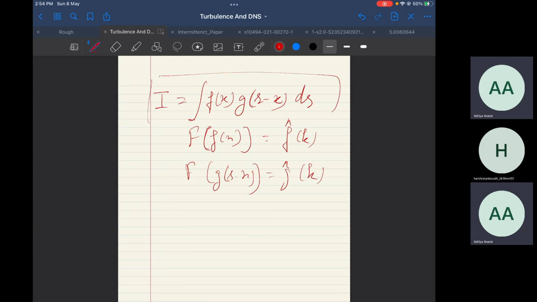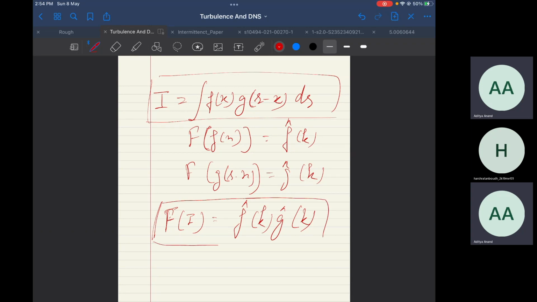This is your integral that you want to evaluate. Now, if you take the Fourier transform of I, it would be a product of these two Fourier transforms. You can go back and check this one. The Fourier transform of a convolution integral is basically the product of the two individual Fourier transforms of the functions that are being convolved.